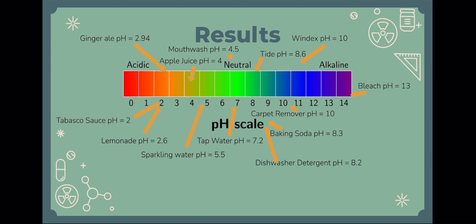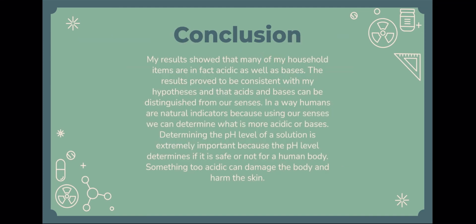The conclusion is that my results showed that many of the household items are in fact acidic as well as bases. The results proved to be consistent with my hypothesis and that acids and bases can be distinguished by our senses. In a way, humans are natural indicators because using our senses we can determine what is more acidic or basic. Determining the pH level of a solution is extremely important because the pH level determines if it is safe or not for a human body.